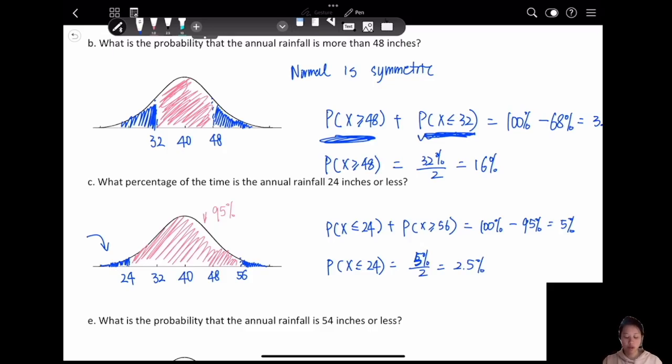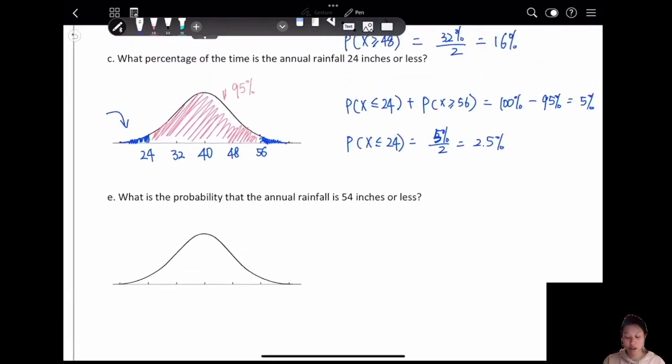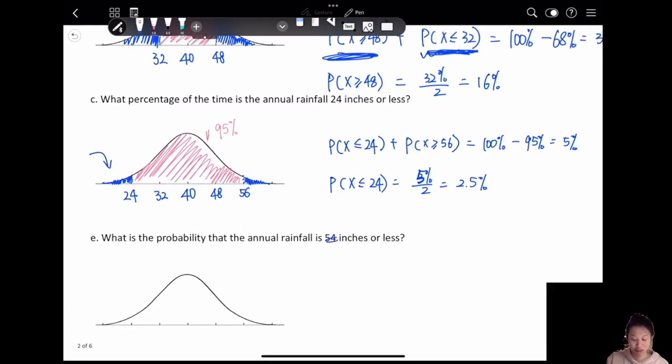Okay, what's the probability that the annual rainfall is 54 inches or less? Okay, so I think this one meant to tell you that 56 inches, which is within our 2 standard deviations. So let's change it to 56. So how to calculate that? Pause it and think about it by yourself. Remember to use the symmetric.